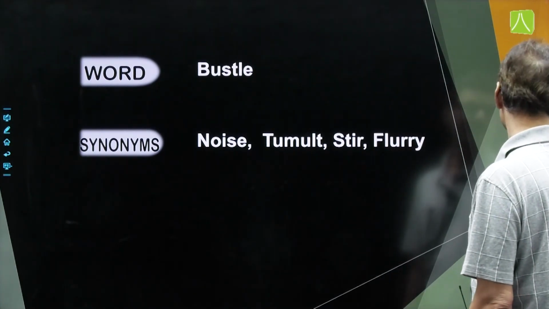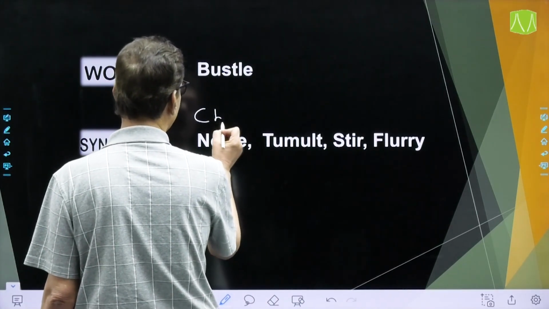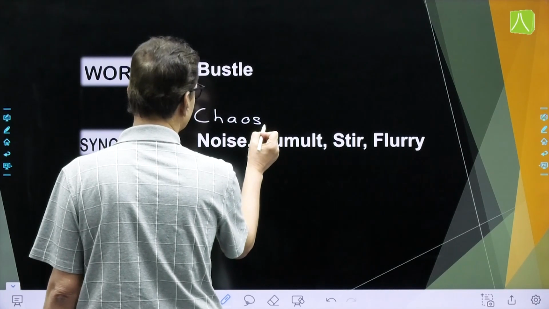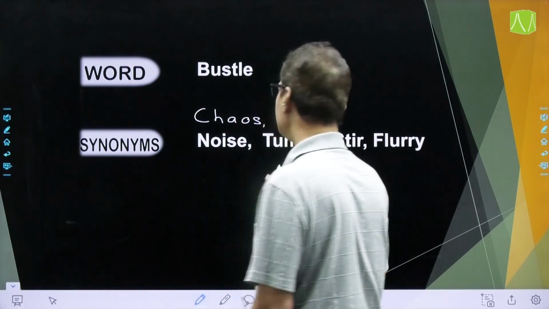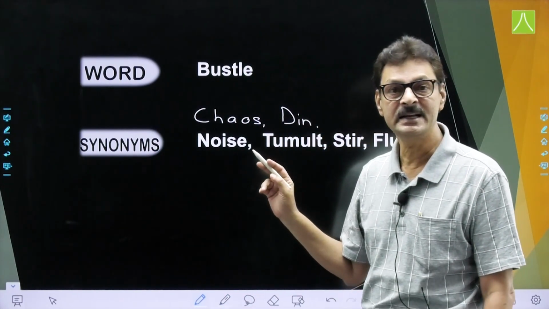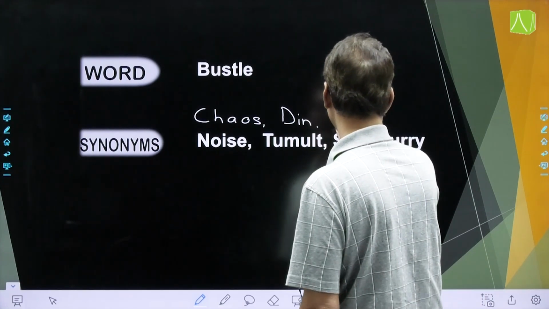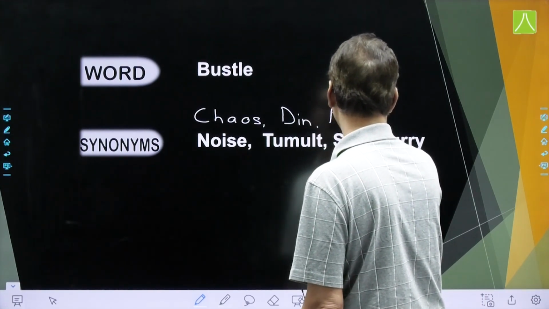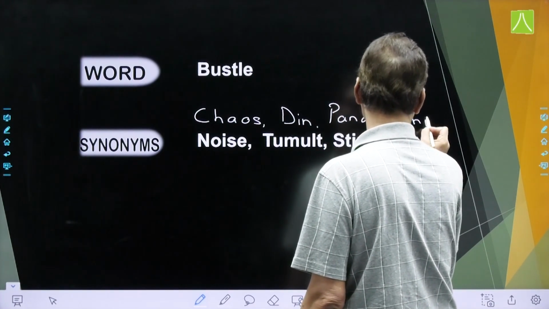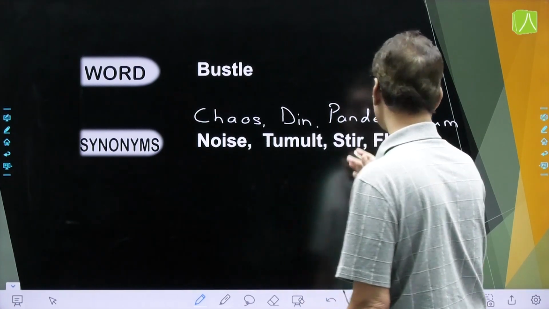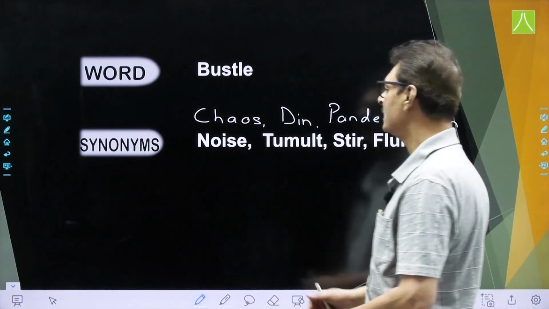और अच्छे words देना चाहूँगा इसके लिए. Bustle के लिए you can just take up some more words. Chaos, very simple small word. Din, it is not din, it is din, din, din, da for damru. Chaos, din. And a very uncommon, unusual word. Yes, याद रख लेना. Pandemonium. Pandemonium. Yes, pandemonium.